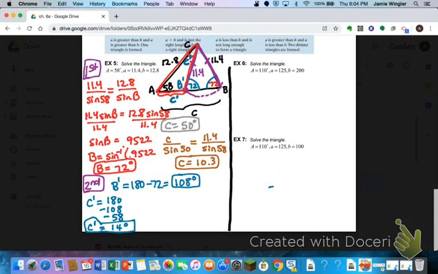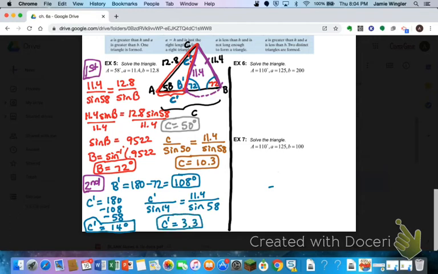So the last thing for us to find is side C prime, and that's opposite of the 14-degree angle. And we're going to set that equal to 11.4, which was given, over the sine of 58, which was given. We're going to cross multiply and solve, and we get C prime to equal 3.3.